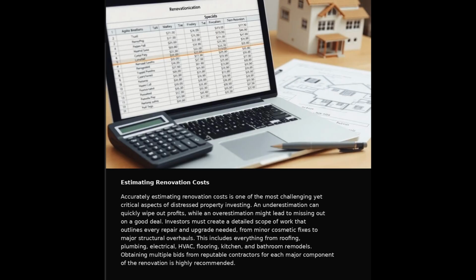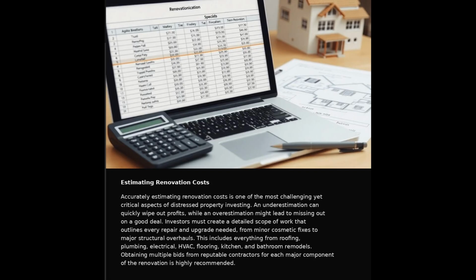Estimating renovation costs. Accurately estimating renovation costs is one of the most challenging yet critical aspects of distressed property investing. An underestimation can quickly wipe out profits, while an overestimation might lead to missing out on a good deal.